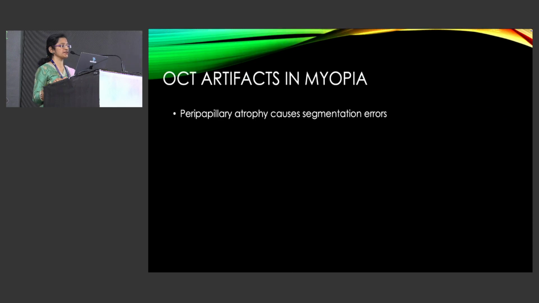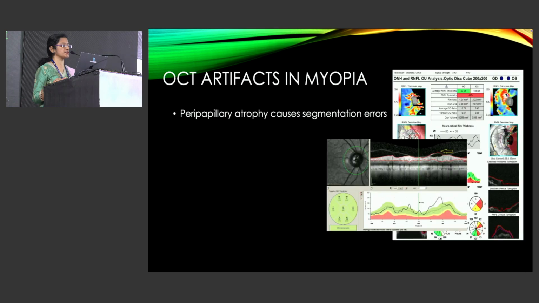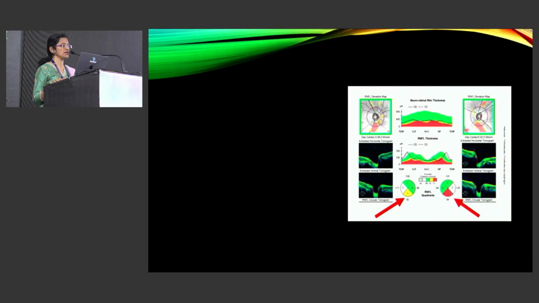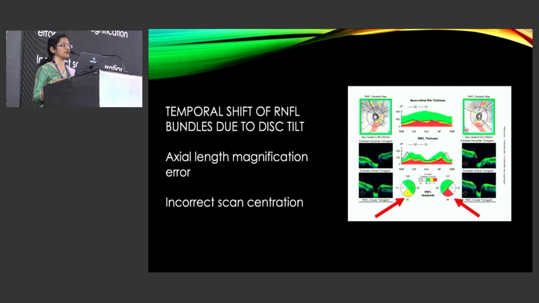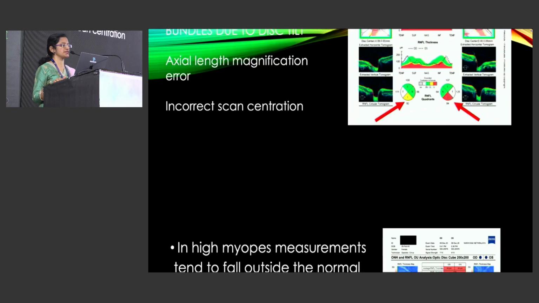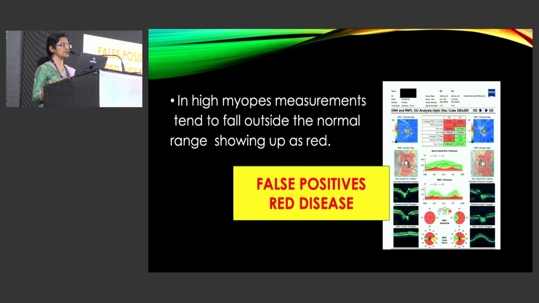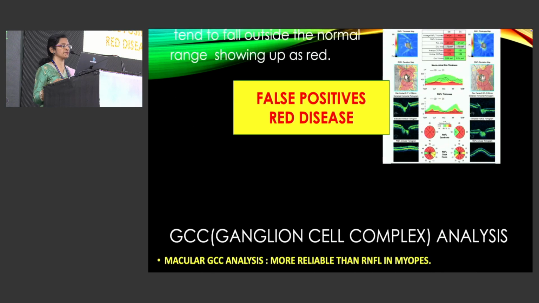The OCT artifacts: the peripapillary atrophy causes segmentation errors, poor image quality, and signal dropout in staphylomas. Again, there is a temporal shift of the RNFL bundles due to the disc tilt. Again, the axial length can cause magnification errors, and the incorrect scan centration due to the altered disc morphology, all will result in difficulties in OCT interpretation. In high myopes, usually the values are out of the normative range, hence it shows as red disease. So not all the reds are truly red. It is the false positive which you see in high myopes.